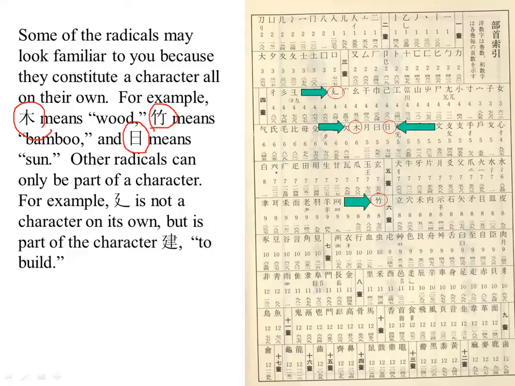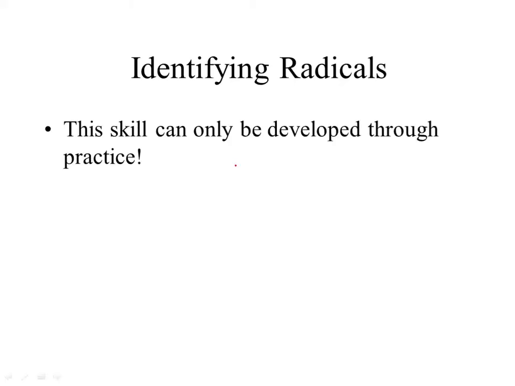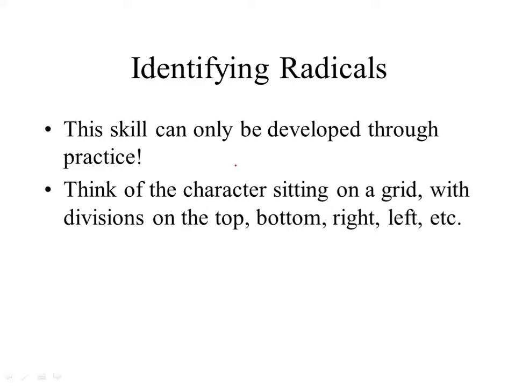But of course, there are also radicals that are not characters all on their own, and I've chosen one example here. This one might be familiar to you. It's used in this character, tatsu, to build, and here it appears on the chart. So you've got a mixture of different possibilities here. Now, how do you identify these radicals? This is an important skill, and it's not something that you can learn overnight. It really can only be developed through practice, and it won't even happen in a week. It won't even happen in a month. You have to be patient with yourself, but I cannot emphasize enough how important it is.